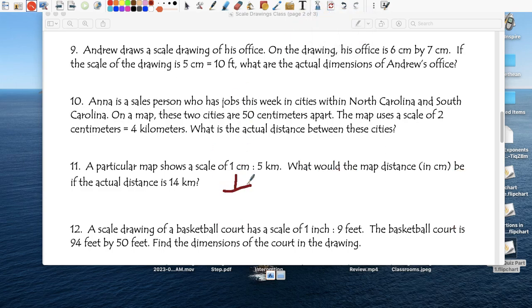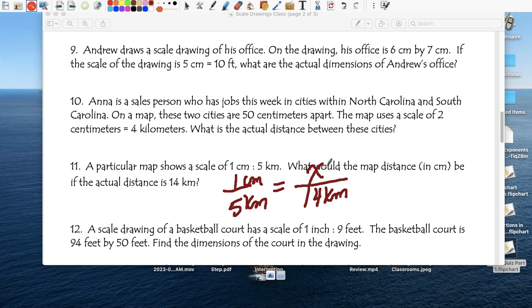All right, 1 centimeter equals 5 kilometers. That's my scale. What would the map distance in centimeters be if, in real life, the distance between the 2 places is 14 kilometers? So how many centimeters would that be on the map?